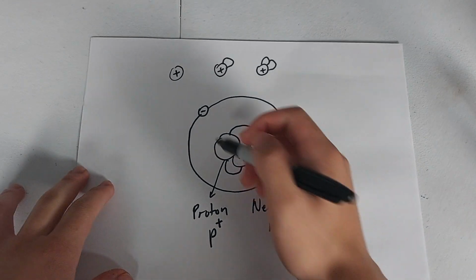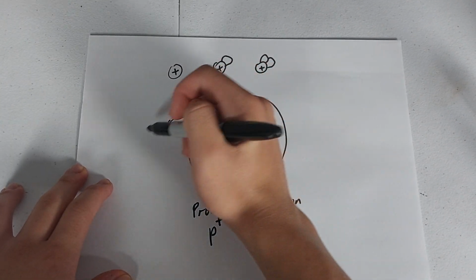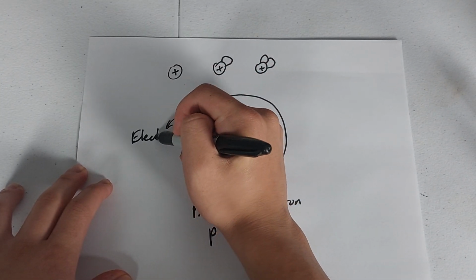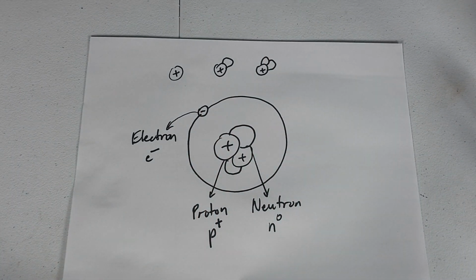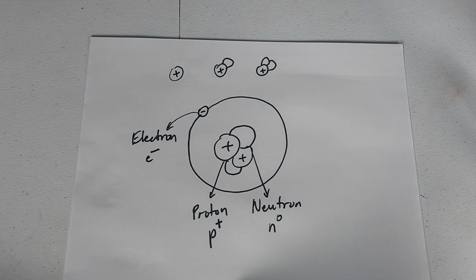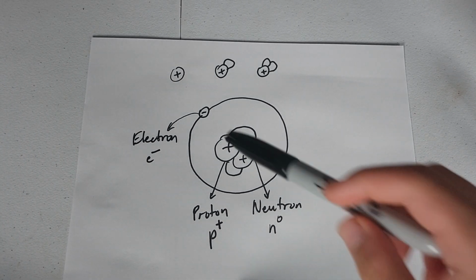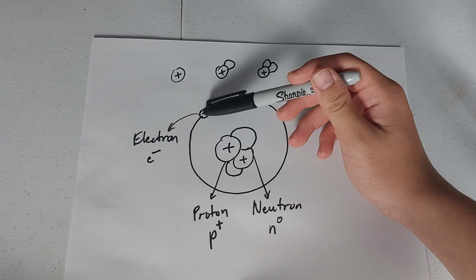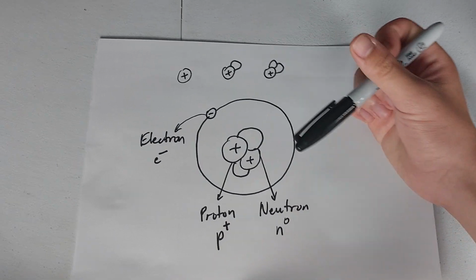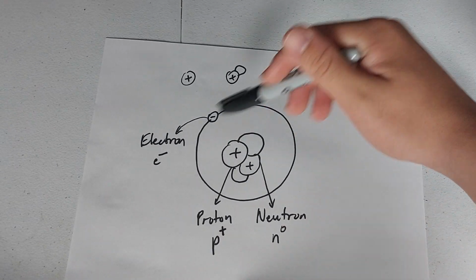And last but definitely not least, these guys on the outer side are called the electrons. They're called lowercase e with the minus as the symbol, or superscript. The minus indicates that the electrons have a minus charge. And as you may know, opposite charges attract. This electron is attracted to the proton, so it orbits around the nucleus.